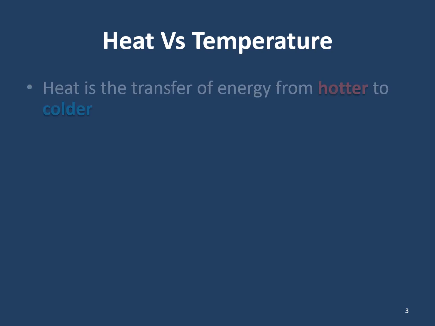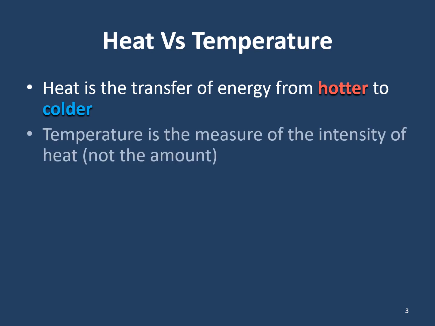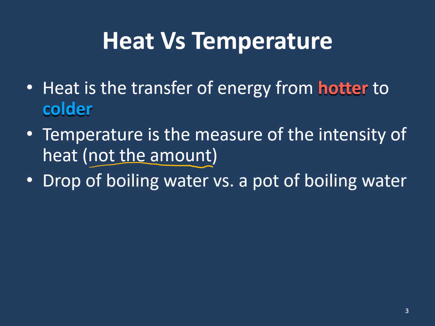Heat is actually the movement of energy from something, an object or substance that is hotter, to an object or substance that is colder. Whereas temperature is actually the measure of the intensity of the heat and not the amount. This is a very important distinction. A great analogy for this is the difference between a drop of boiling water versus a pot of boiling water.